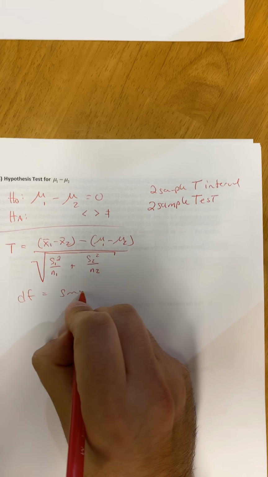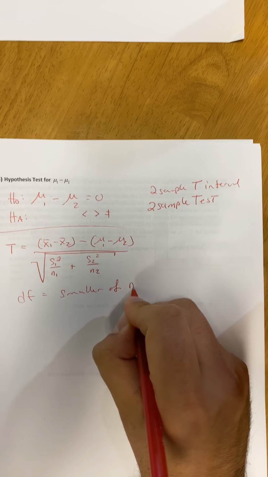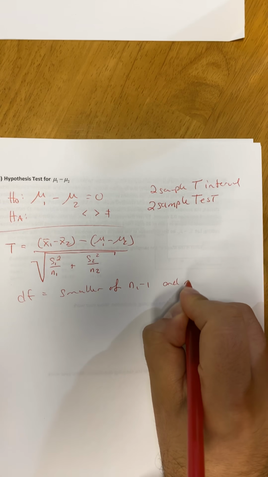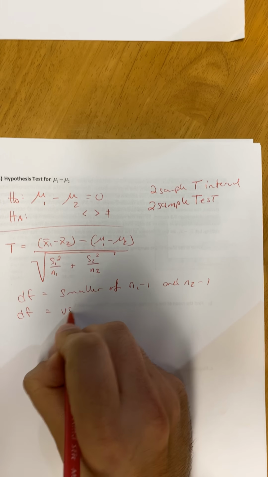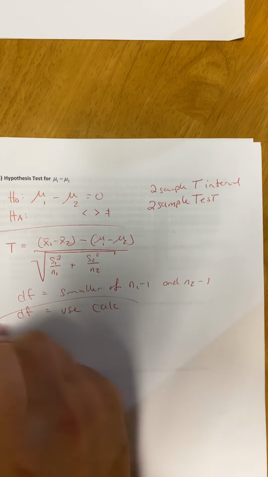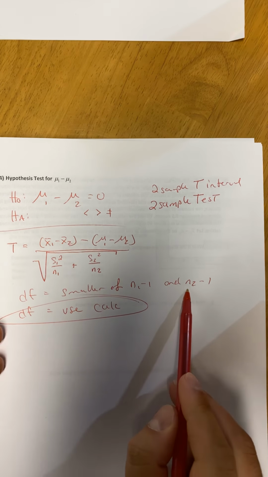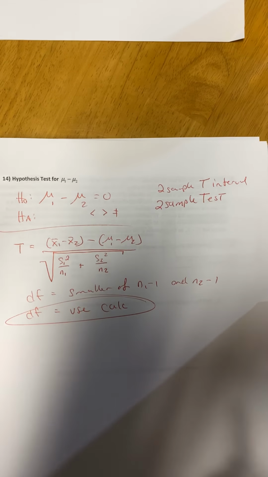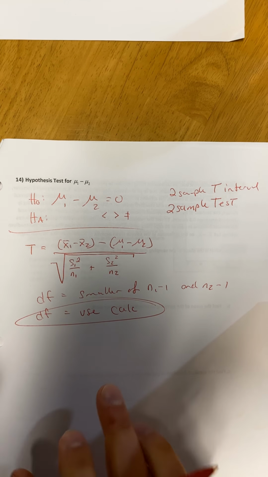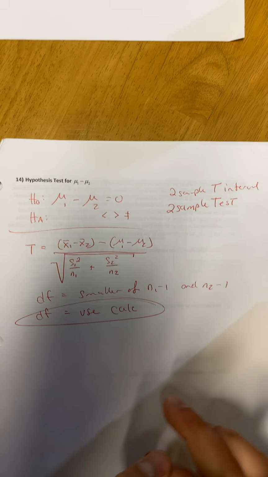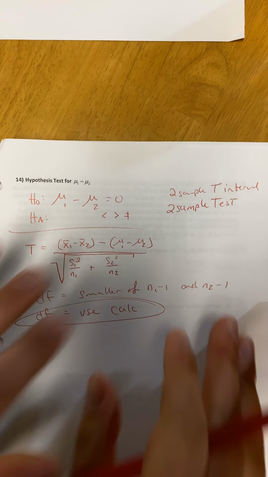So the smaller of n1 minus 1, n2 minus 1, or always use a calc. I don't even know why I'm giving this to you, but, well, actually I do know why I'm giving it to you, because if the AP wants to be tricky and do a multiple choice question where you aren't able to plug the data in your calculator, you're going to go with that degree of freedom.